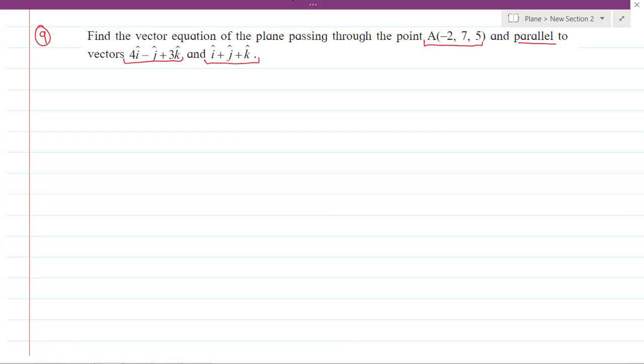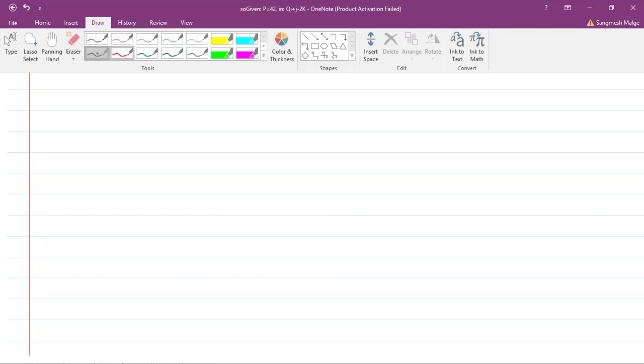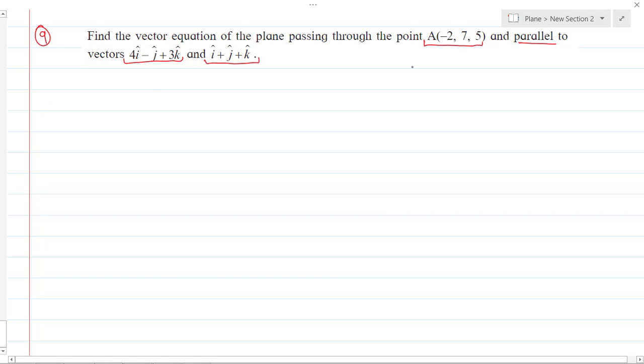I hope you remember the scenario where we have seen the equation of a plane passing through a point and having two vectors on it. Suppose this is the point A, and suppose there is a vector B bar and a vector C bar. So in this case, what will be the equation of the plane?